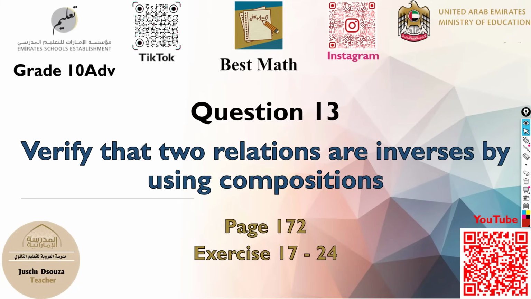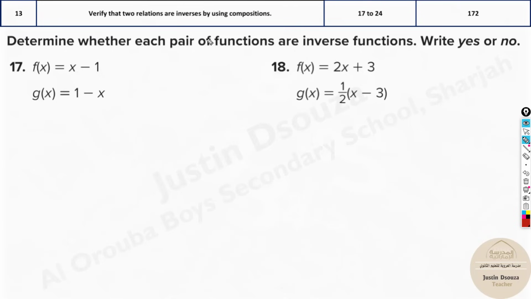Question 13 is to find whether two relations are inverses by using composition. Now here you have been given two functions, f of x and g of x. They are inverses of each other when you compose f of g of x and you get x. So we must get x. Let us look into this.